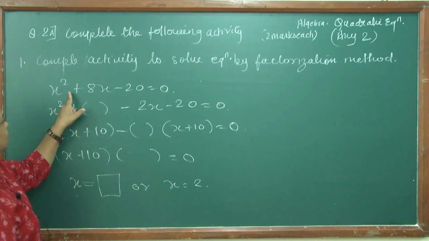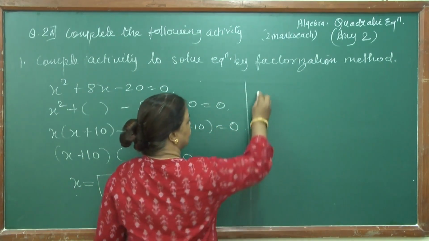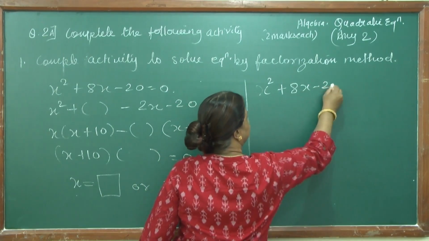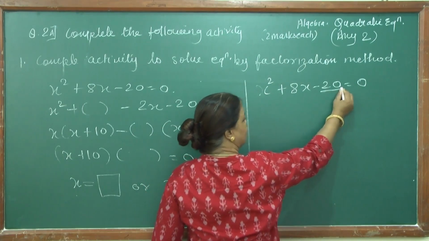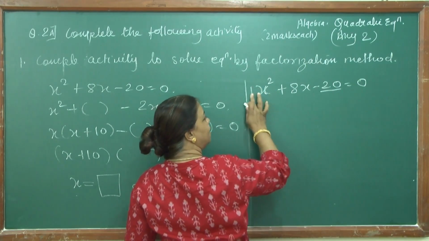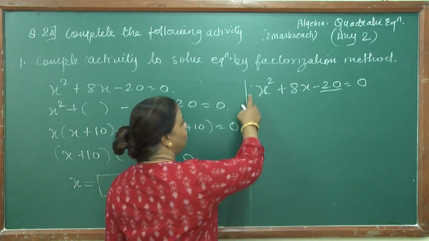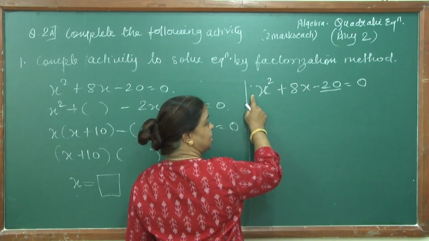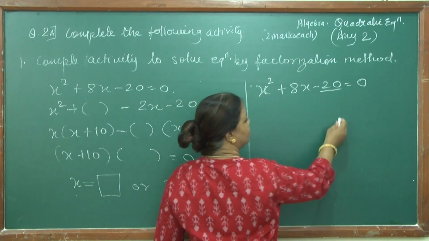Okay. Now x square plus 8x minus 20 equal to 0. Now here the last number is minus 20 and the coefficient of x square is 1. Always see that if nothing is there, that means the coefficient is 1. Always see that this should be multiplied here, the coefficient, not the x square. So minus 20 into 1 is what?